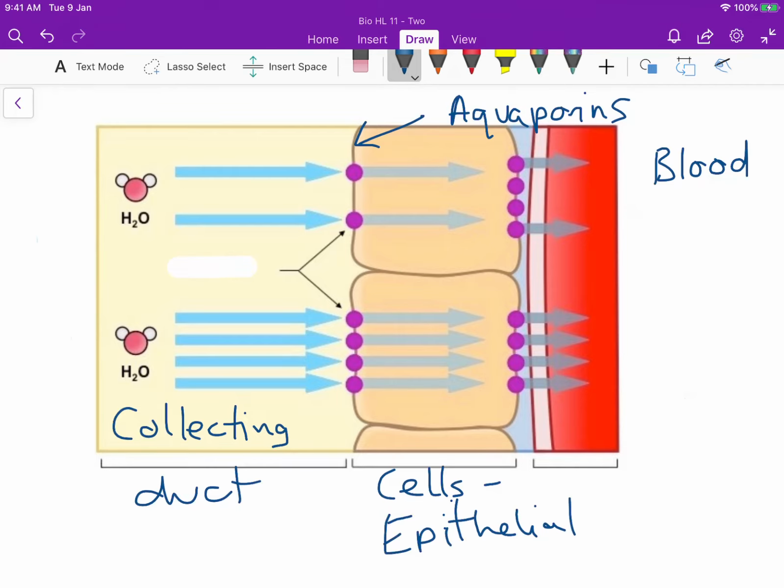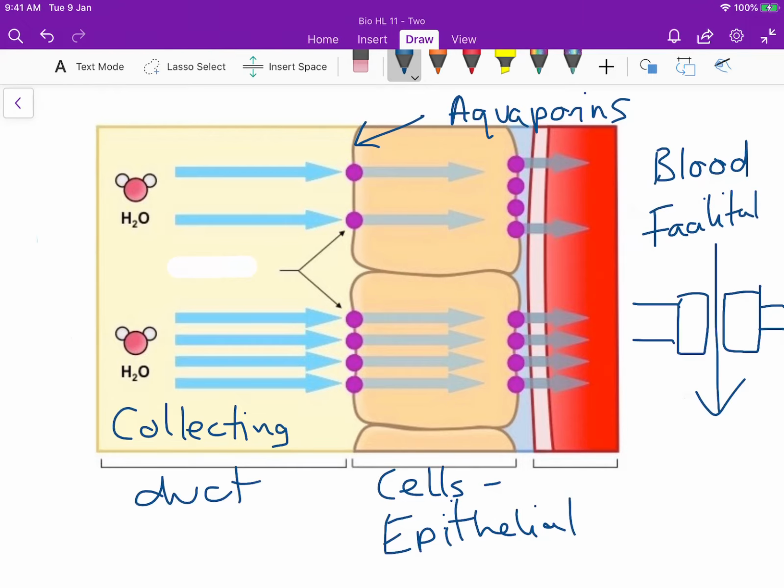So we need aquaporins, which are, let's just draw a little picture of it, channels for facilitated diffusion. If we put a channel into the membrane, well, here we can see not many channels. That means not much water can be reabsorbed, and that means that we're going to get a dilute urine.